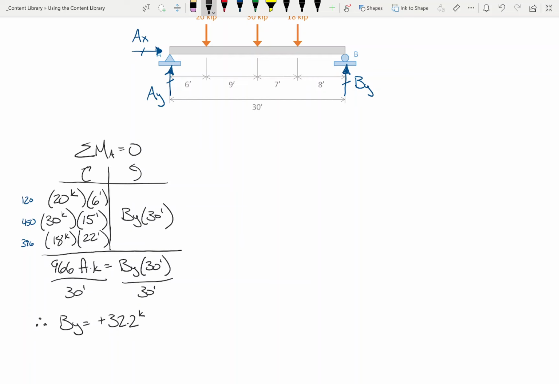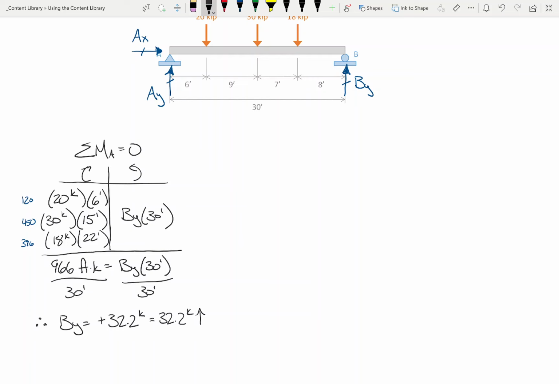And some of you are like, well, yeah, it's positive, but I'm doing that formally to indicate that I assumed, so I got a positive value, okay? I assumed that this was upward. So the fact that this is positive, what that really means is that by is 32.2 kips upwards. Remember, this is a force, right? Remember from engineering mechanics that forces are vectors? What are the two facets or aspects of a vector? A vector must contain two things. Direction and magnitude.